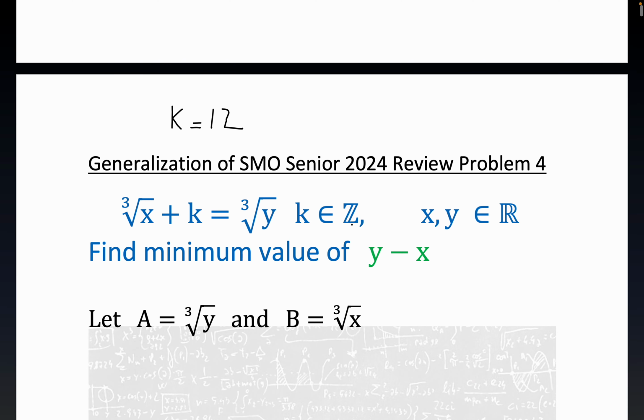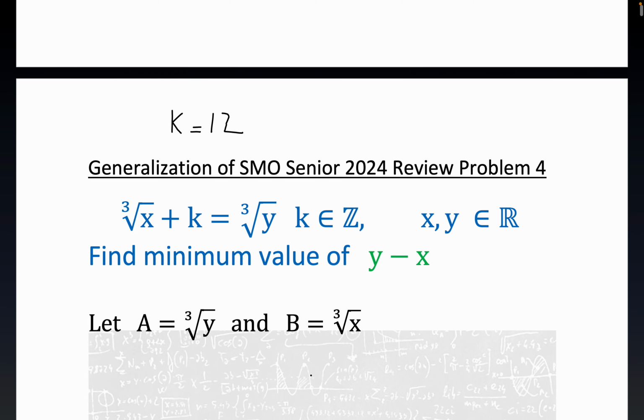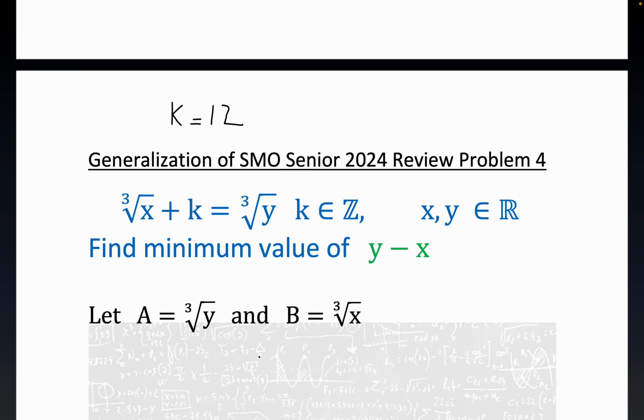So it turns out making substitutions is the right way to go here. Notice that this particular substitution right here would certainly imply that a minus b is equal to k. Right, and you can just get that directly from here, right? Okay, now also a cubed is y. It's just because cubing and cube rooting are inverse operations, right? And similarly, b cubed is equal to x.